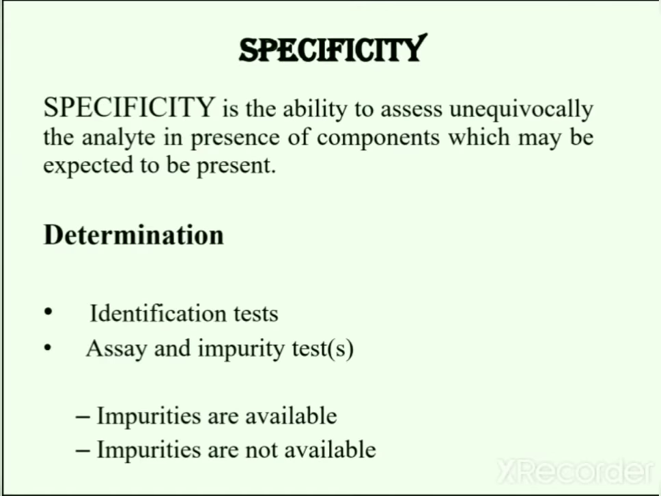First one is specificity. Specificity denotes the extent to which a diagnostic test is specific for a particular condition or sample. By the use of a few specific methods, we can estimate the actual value of the analyte in the presence of several other components which may be present in any sample. Various types of identification tests, assay, and impurity tests are performed in the following type of determination method. By the use of specificity, it is possible to determine whether any sample contains impurities or not.